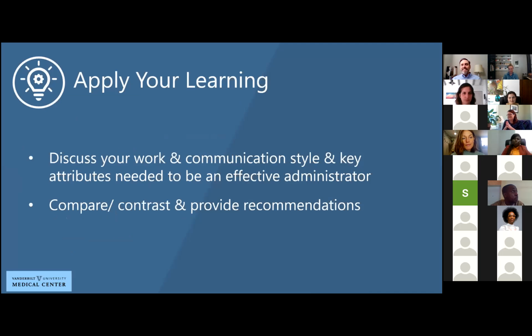I'm really excited about this discussion. We want to brainstorm, like I shared my experience. How do you navigate challenges? What are the attributes that you've had to develop in your skill set that help you be an effective administrator? That's going to be the focus. We're going to compare and contrast. I think we're going to have a lot of similarities. We may not speak the same language.